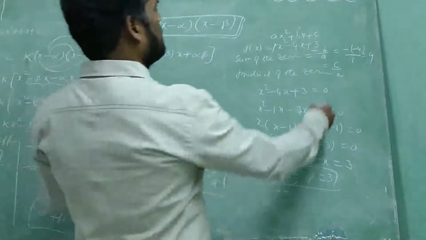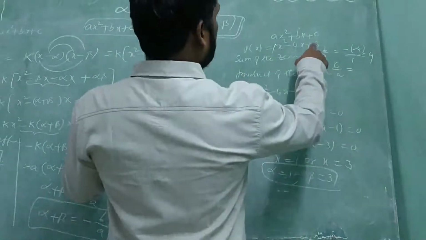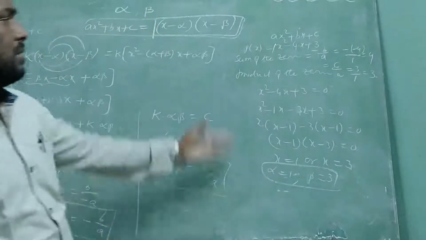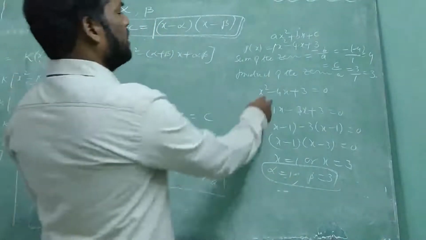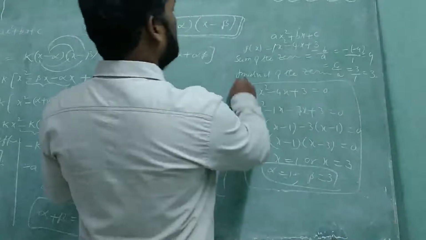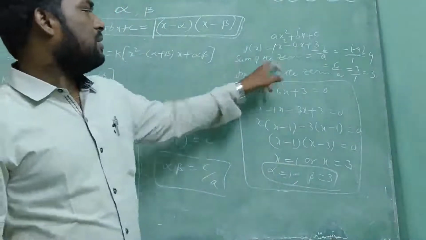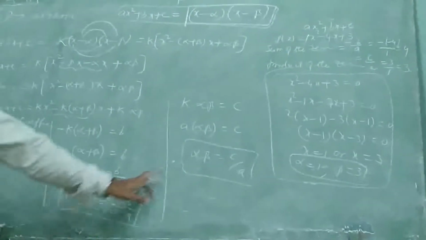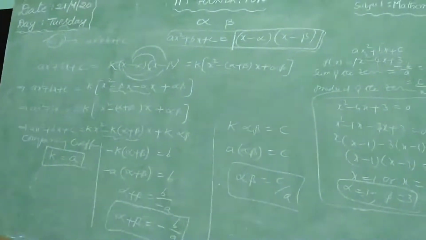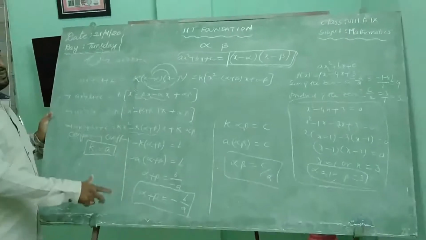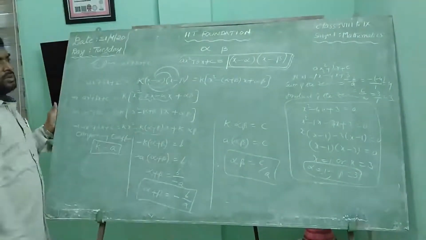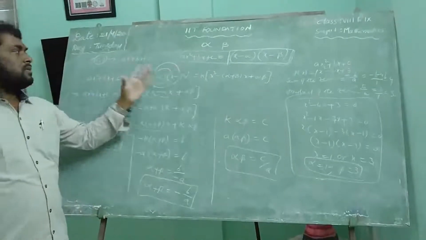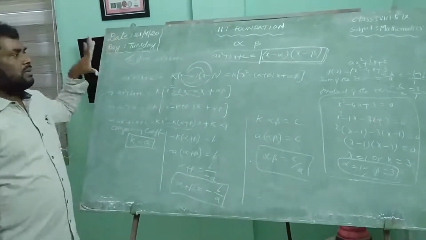And the product of the zeros is c by a, that is 3 by 1, that is equal to 3. 1 into 3, that is equal to 3. So no need to do this much of process. Simply you can find sum of the zeros and product of the zeros by using alpha plus beta is equal to minus b by a and alpha beta is equal to c by a. So this is the derivation of how to find sum of the zeros and product of the zeros by taking the general forms. So this is about quadratic polynomial.